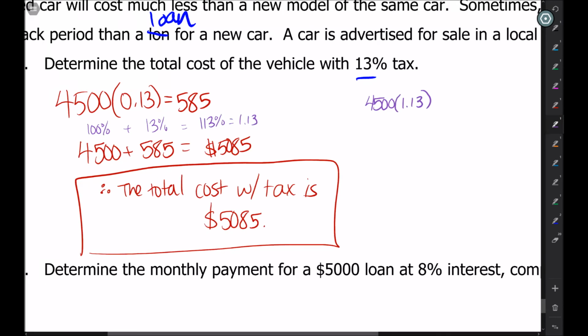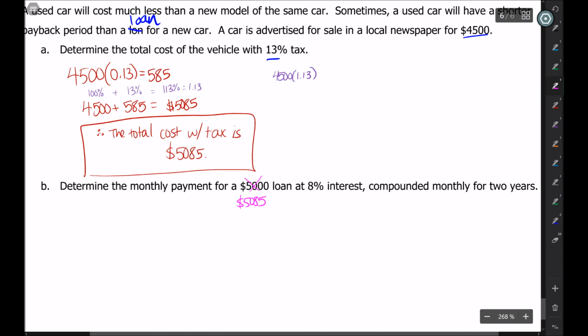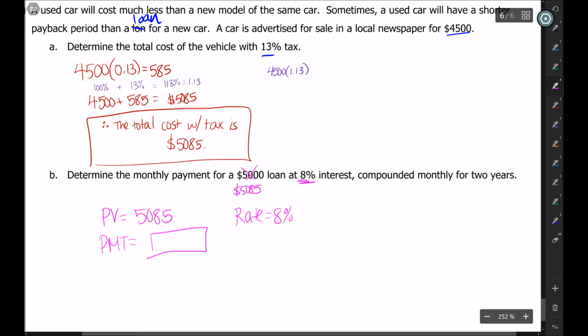Okay? And then part B says, determine the monthly payment for a $5,000 loan. We don't want to say 5,000 here. We want to say 5,085 because that's how much the car cost, at 8% interest compounded monthly for 2 years. So we know our present value is going to be 5,085. We know that our rate is 8%. We want to figure out what our monthly payment is, so that's going to be our unknown.